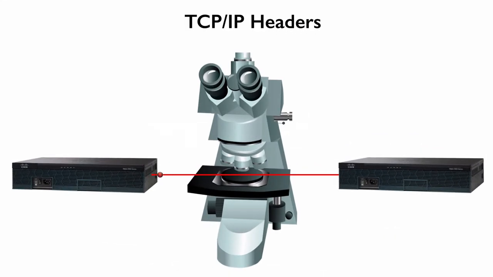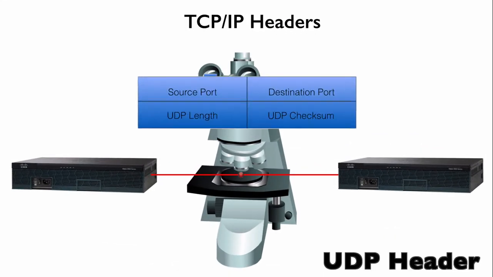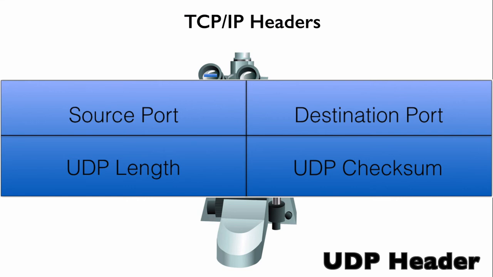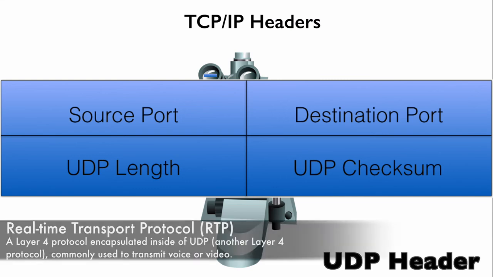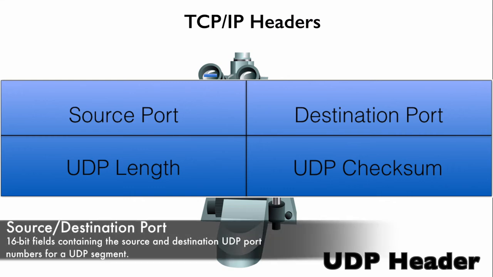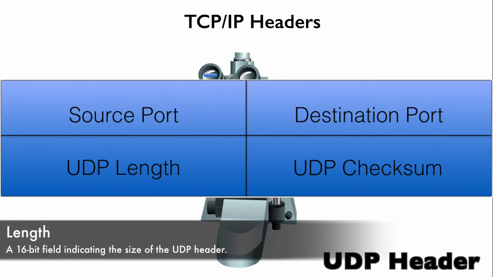And finally in this video, let's take a look at the header of a UDP segment. It doesn't have many fields at all. It's very efficient in terms of overhead, and as a result, when we're sending voice over IP or we're doing a video conference, those voice and video packets, they're typically encapsulated inside of something called RTP, the Real-Time Transport Protocol, and that's a layer 4 protocol, but it's encapsulated inside of UDP, another layer 4 protocol, instead of TCP. We've got source and destination port fields, much like a TCP header. We've got a length field, and optionally, we can have a UDP checksum.